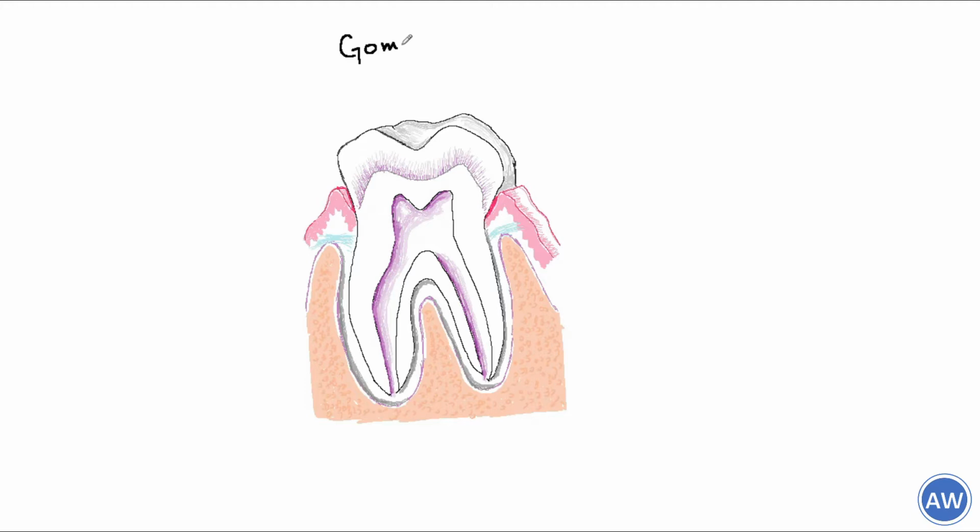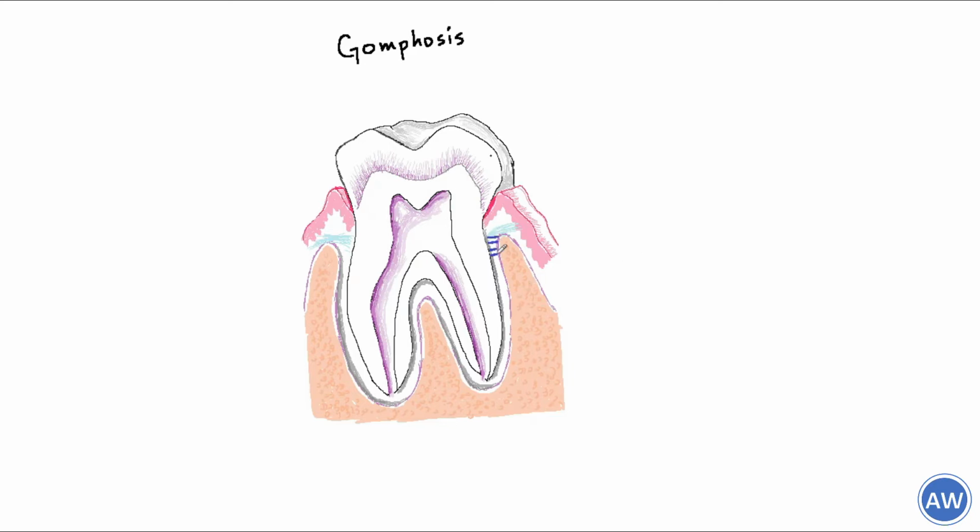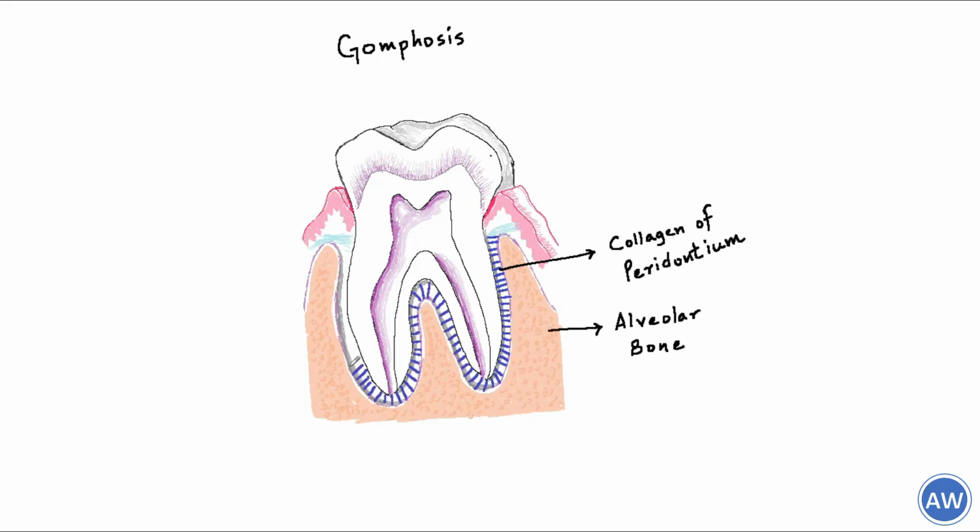Next, coming back to the second type of fibrous joint, that is the gomphosis. A gomphosis is a peg and socket junction between a tooth and its socket, where the two components are maintained in intimate contact by the collagen of the periodontium, connecting the dental cement to the alveolar bone.